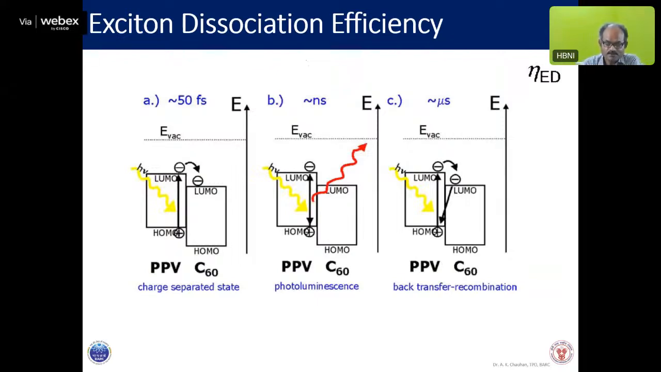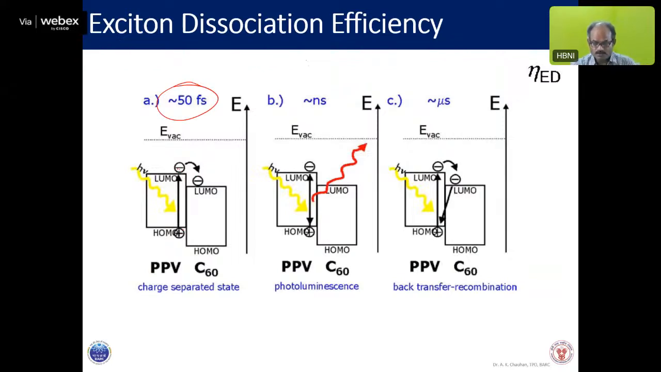Now, there is another point. What are the time scales? Suppose a photon is absorbed and an exciton is produced. This is the exciton, and they are at the boundary only. So the time scale of this exciton dissociation is very small. It is at the level of femtoseconds. Then it can actually dissociate if it moves here.